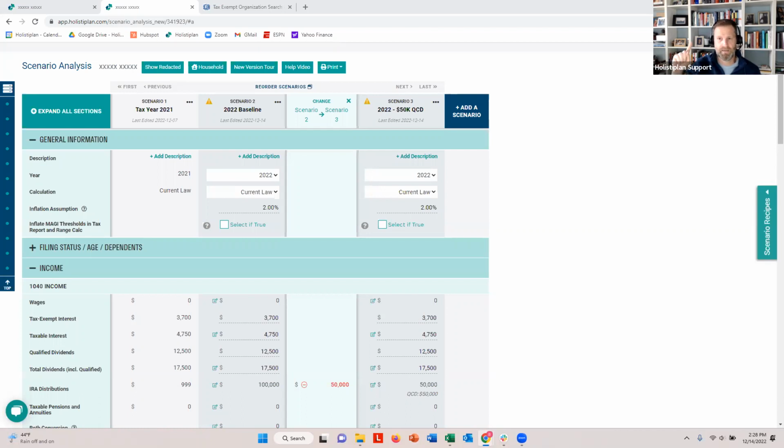It's going to be based on life expectancy and the rate of return that you use and beneficiaries and things like that. So there are other calculators off campus from Holistiplan that will say, okay, if you do this and you have these variables, here's what your charitable contribution amount would be. And once you have that number, you can actually put it into somebody's Schedule A, but there's not going to be a workflow specific to CRTs within the Holistiplan scenario analysis.